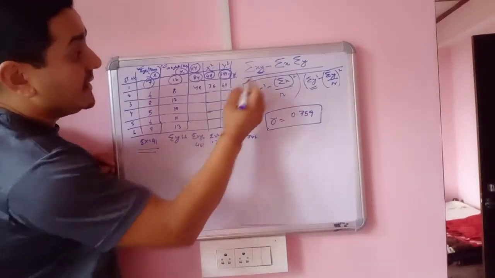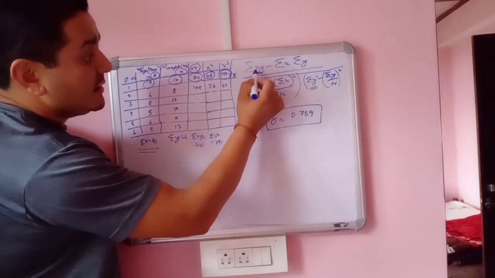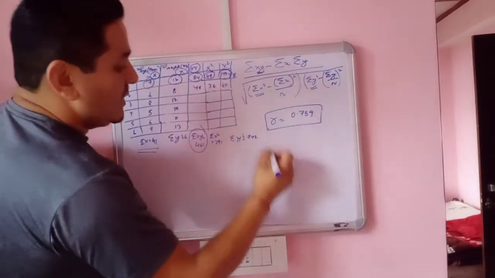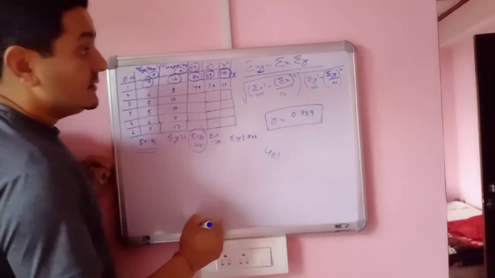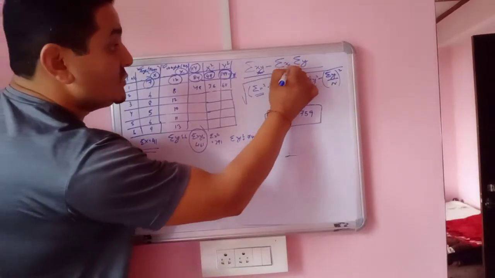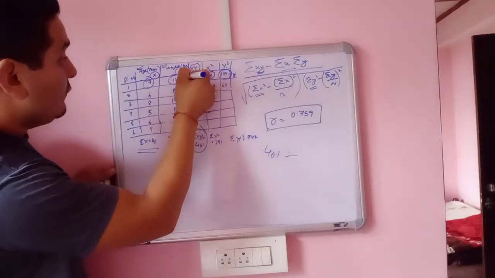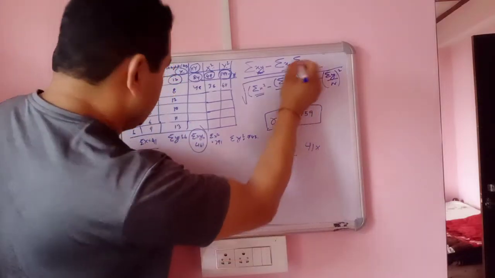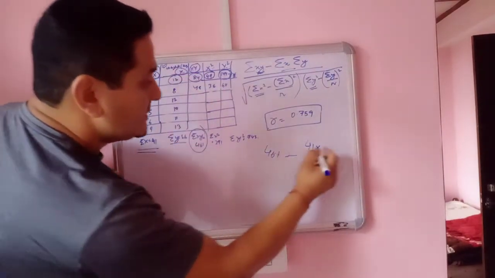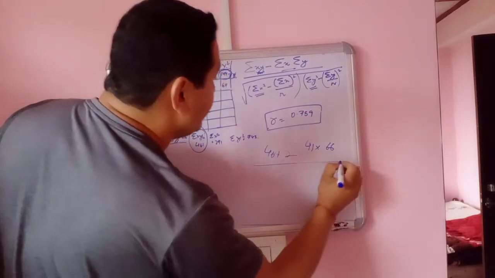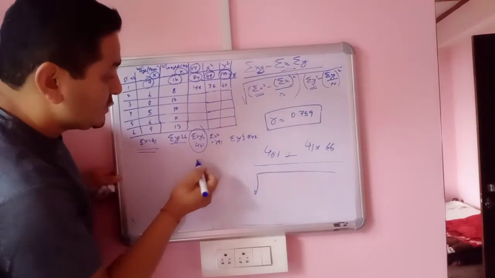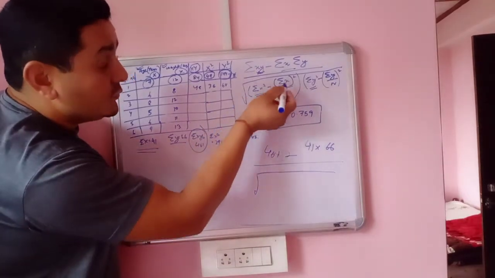Last one, we require summation of xy. Summation of xy is this one, so this one is 461, minus summation of x. Summation of x is this one, 41, into summation of y, this one, 66, divided by square root of summation of x square. Right? You don't get confused.